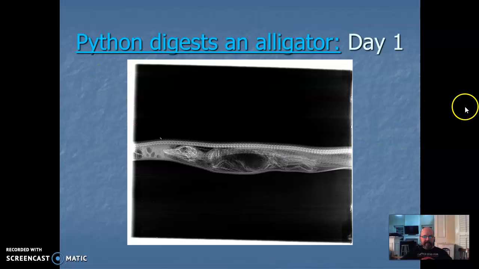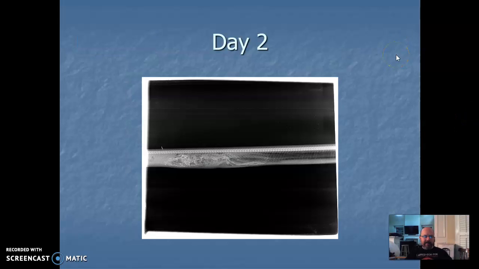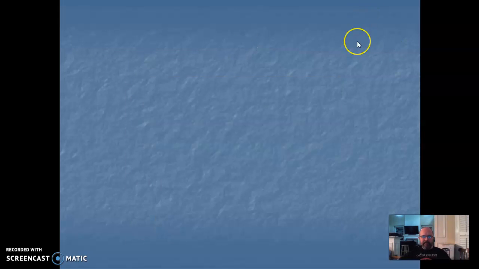So this is a series of pictures that were published online a few years ago of a python that ate an alligator. To give you an idea of digestion in a python, they have very strong stomach acids, and they are capable of digesting not only the soft fleshy parts of their prey, but over time they are capable of digesting even the hard bone.